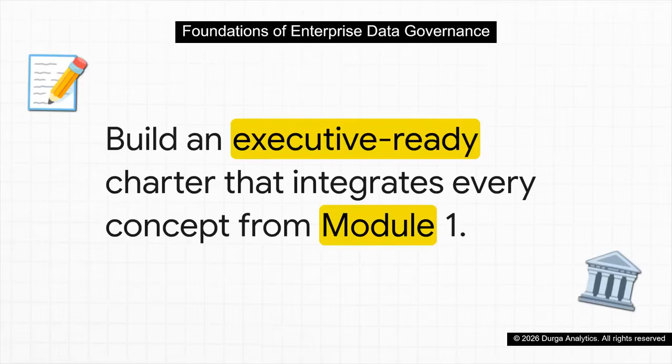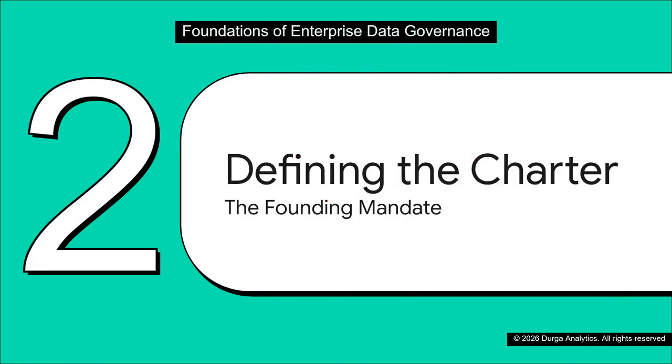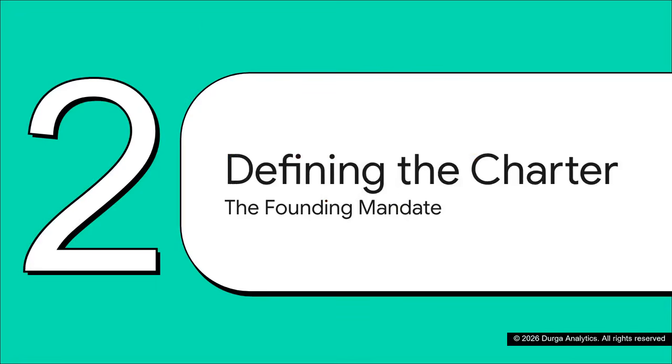And right now, well, we are at the climax of Module 1, Chapter 25. This is our capstone. We're going to take every single concept you've learned so far, the business case, the scope, roles, operating model, life cycle, metrics, roadmap, funding, the whole shebang, and we're snapping them together into one single executive-ready deliverable. Which brings us to Section 2, defining the charter, the founding mandate.